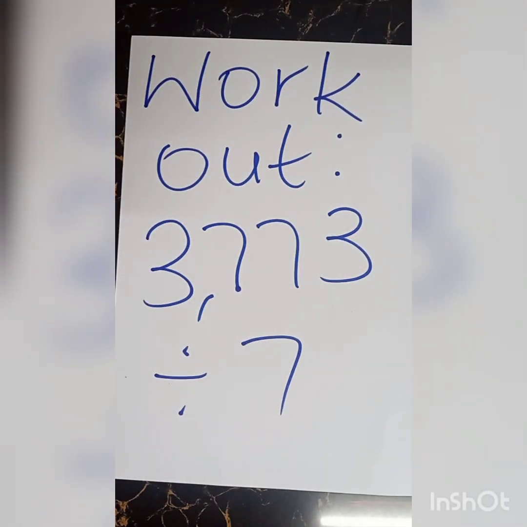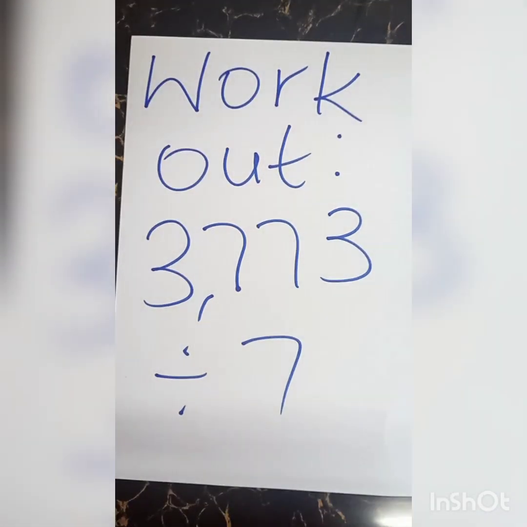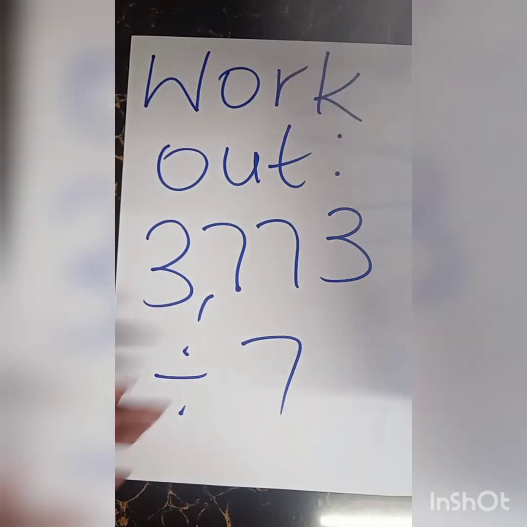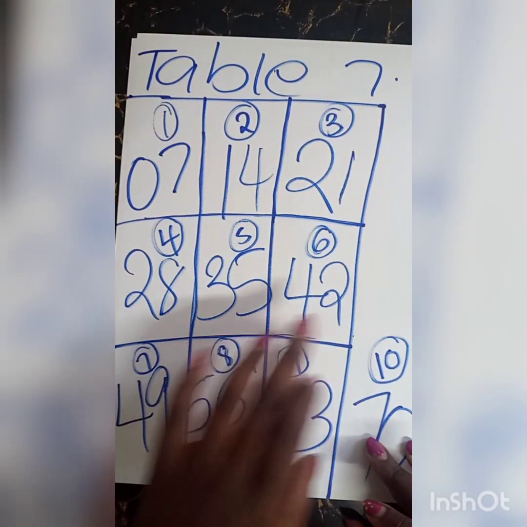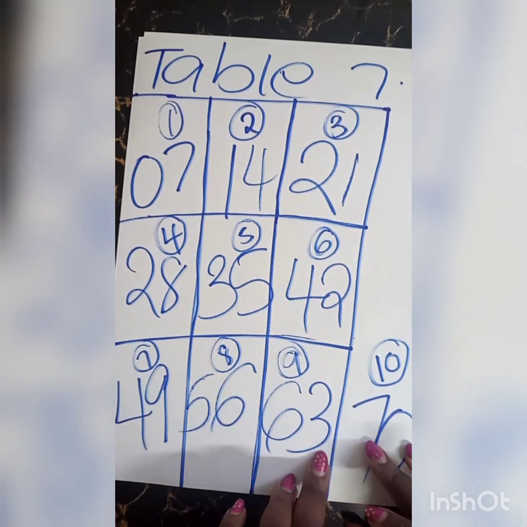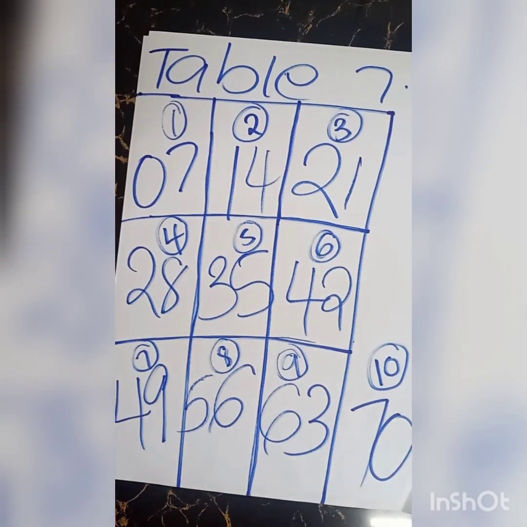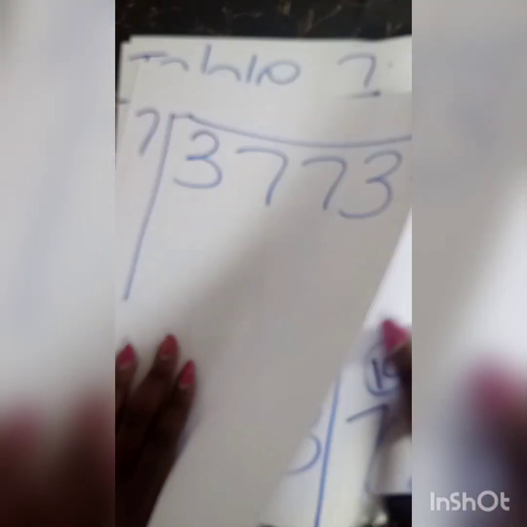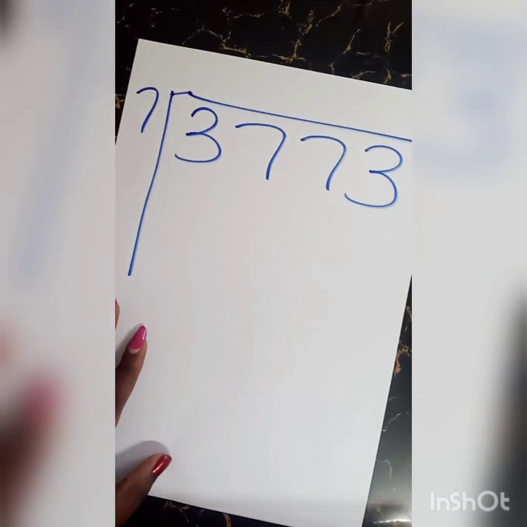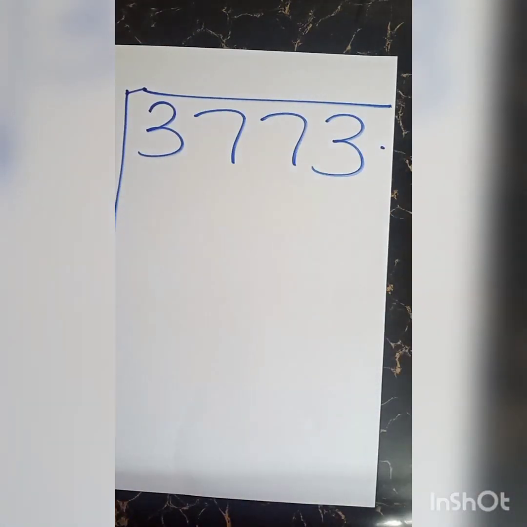Anytime you see a question like this, you immediately know that you need to be conversant with table 7. And we did table 7 in the last lesson. Table 7 looked like this: 7 times 1, times 2, times 3, times 4, times 5, times 6, times 7, times 8, times 9 and times 10. Now that you know table 7, answering this question will be a walk in the park. So let's get into it.